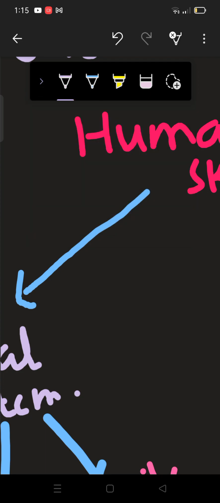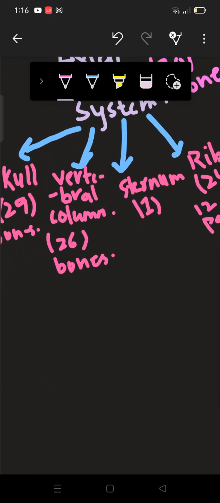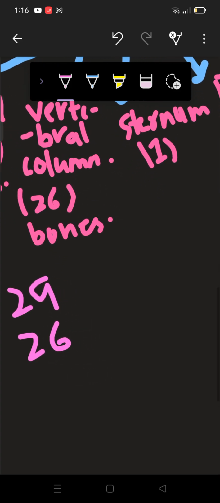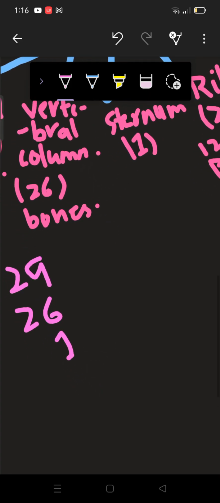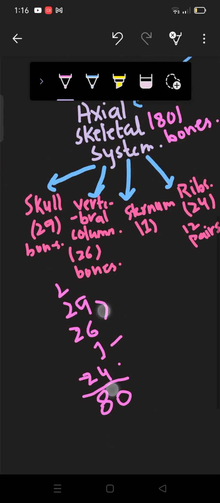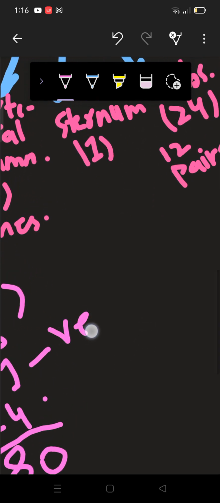The axial skeletal system is totally comprised of 80 bones. As you can count here as well: 29 of skull, 26 of vertebral column, 1 of sternum, and 24 of ribs. So count this: 9 and 6, 15, 16, 20. Then 2, 2, 4, 4 and 2, 6, 6 and 2, 8. So as you can see here, we have 80 bones in the axial skeletal system. Here we have verified as well.